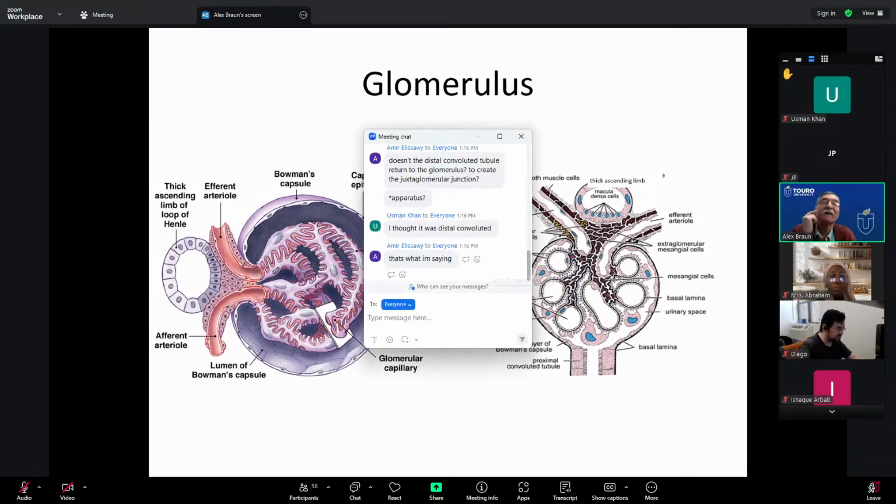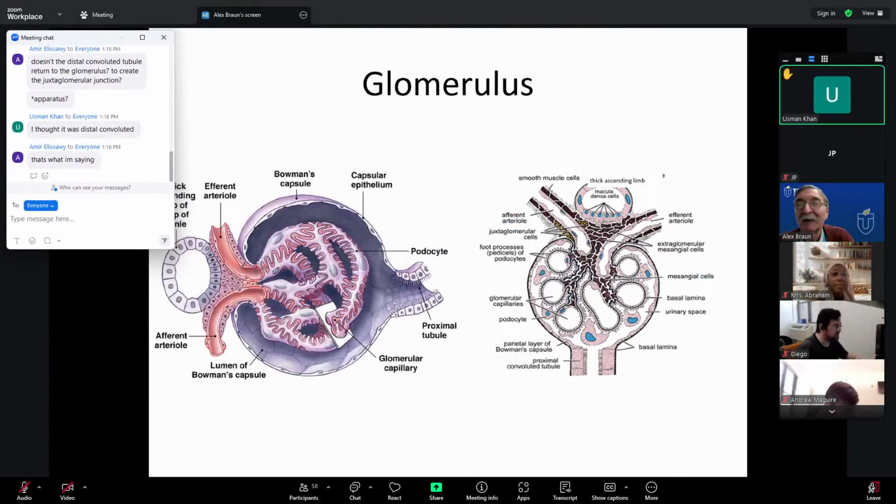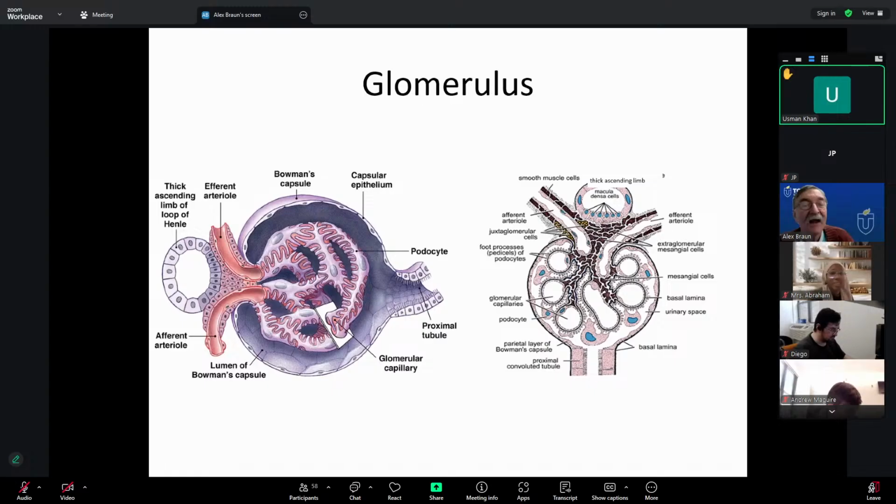Let me think about this. Oh, I see a hand being raised. Anybody want to say that? Actually, I don't know the answer to that one, but I was thinking the thick ascending limb that goes up and creates a macula, I thought it was the distal convoluted tubule, not the thick ascending limb.